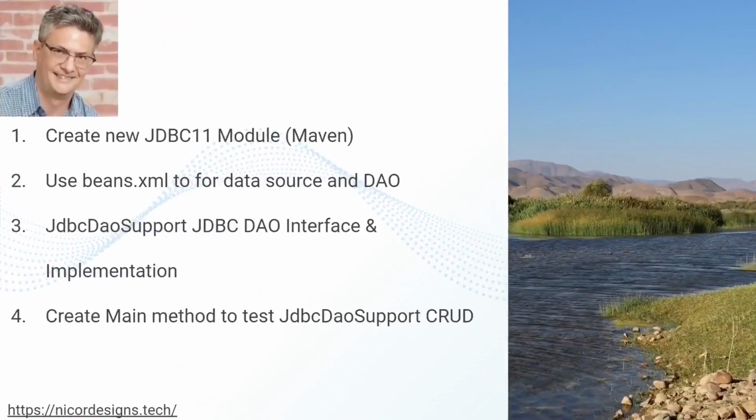These are the high-level steps we will perform in this lesson. The first two we now know well. First, we create a new Maven module with IntelliJ, and we update our Maven POM, and we bring over our beans.xml Spring configuration file that includes our beans definitions for our DataSource and DAO implementation. Then we implement the DAO interface using JdbcDaoSupport. And then finally, we'll create a main method to test our JdbcDaoSupport implementation.